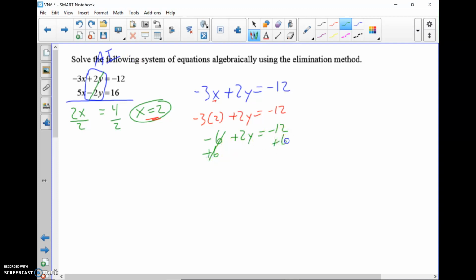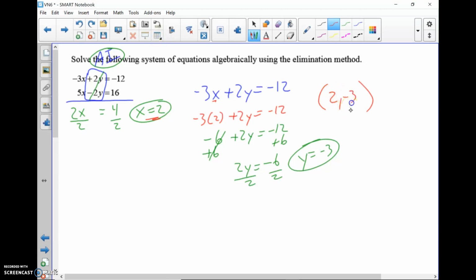Add 6. Add 6. When I add or subtract things to get them to the other side, again, I'm doing that additive inverse concept. And so we have 2y equals negative 6 when I add those together. Divide 2, y equals negative 3. And remember, we like to write these answers as coordinates of x comma y. So 2 comma negative 3 is our final answer here.